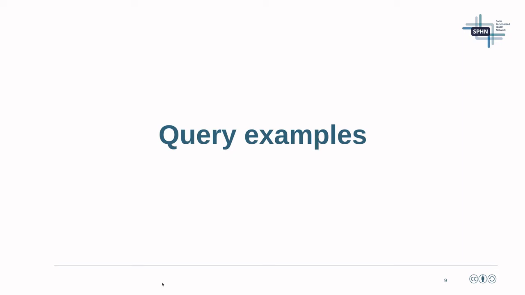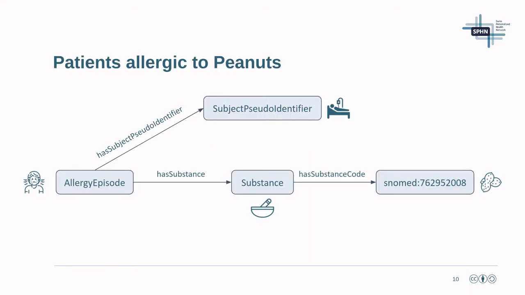So now let's move to our second part of the presentation, which is about the query examples. Before we go into the query details, it is good to have an overview of the structure of the data that we are interested in. Here our question is, which patients are actually allergic to peanuts? And in order to assess that, we have an extract of the SPHN RDF schema here, which represents the pattern of data that we are interested in to respond to this question.